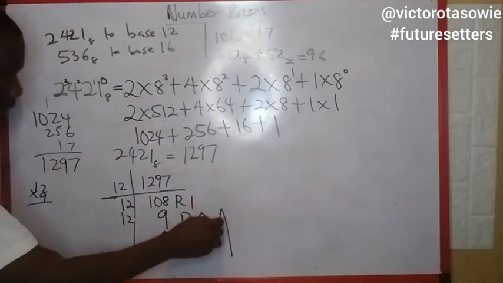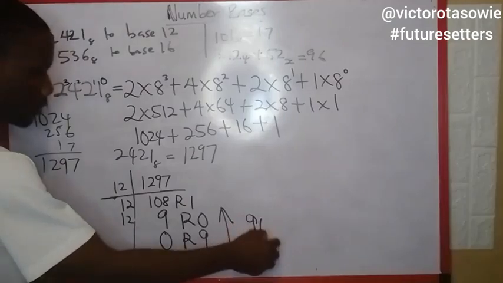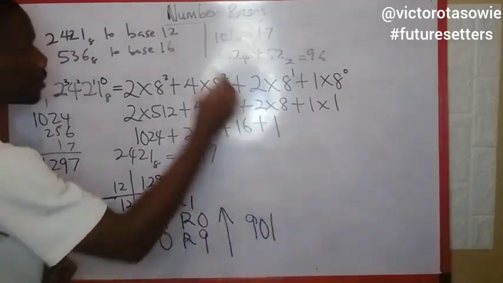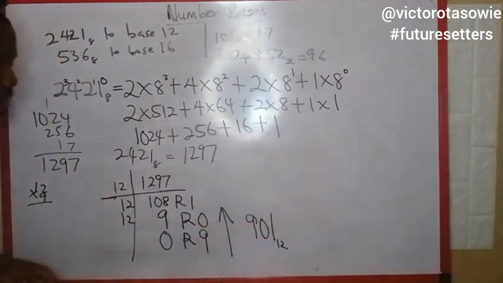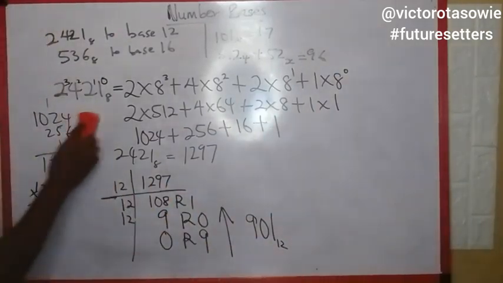While we are converting, we have to take the remainders like this. So this is 901 base 12.